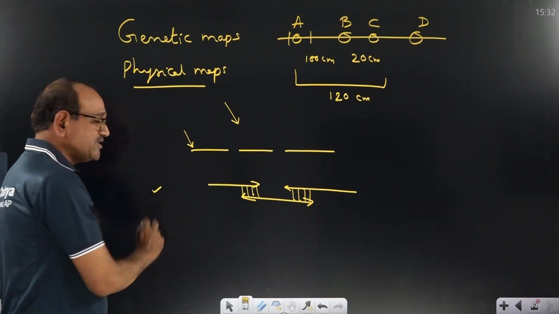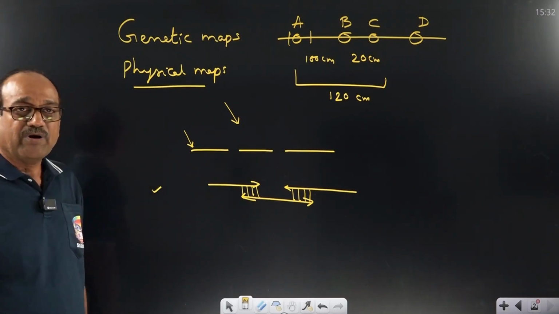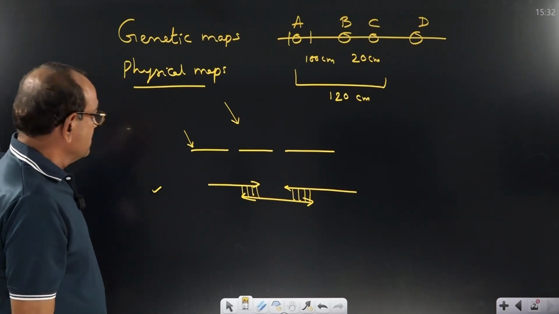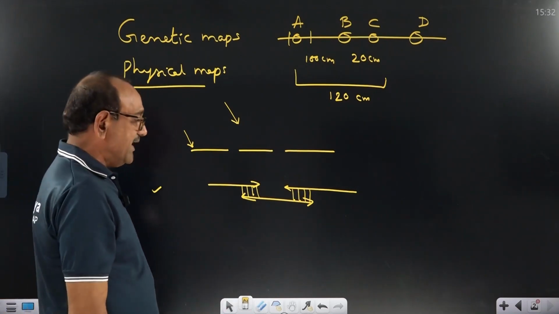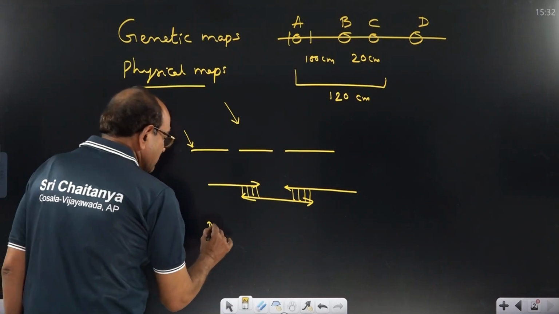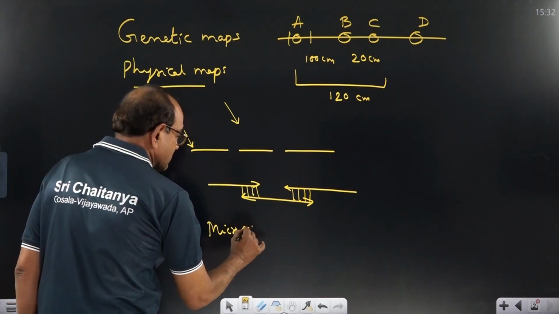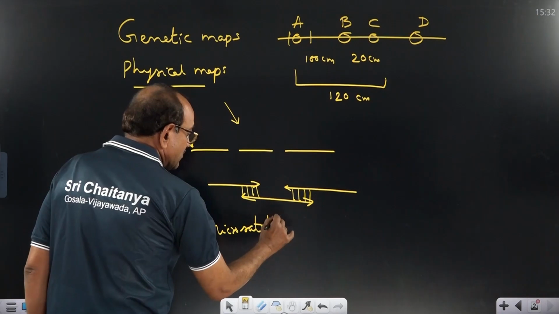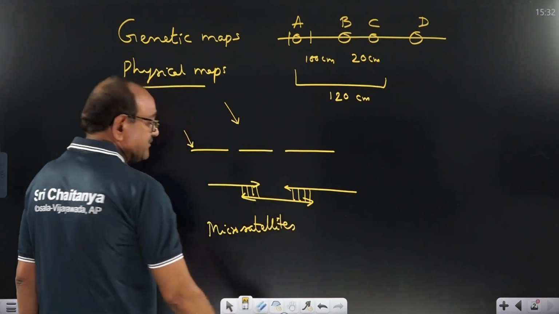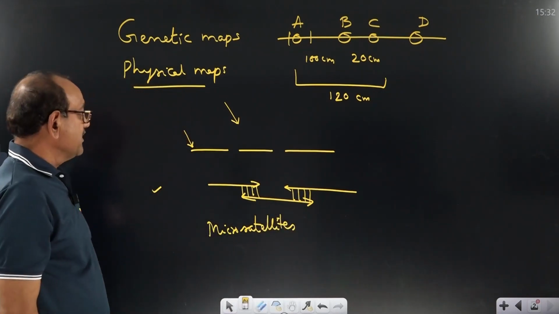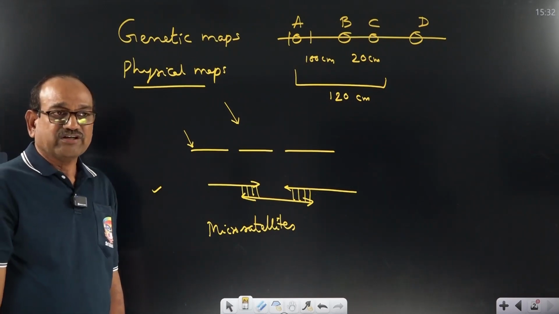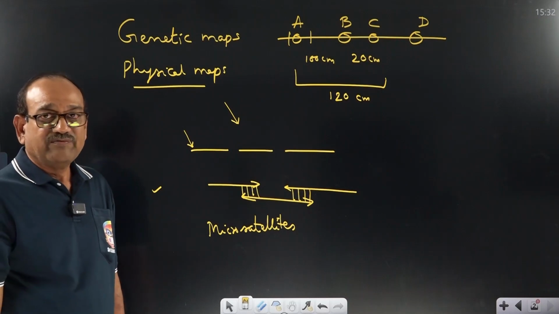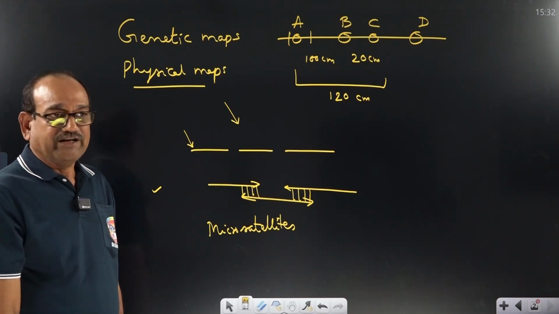This physical mapping is possible based on the polymorphism in the restriction enzyme recognition sites, as well as based on the microsatellites. Microsatellites are one kind of repetitive sequences which are also useful in the construction of physical maps. So these are various techniques used in the generation or sequencing of the DNA.